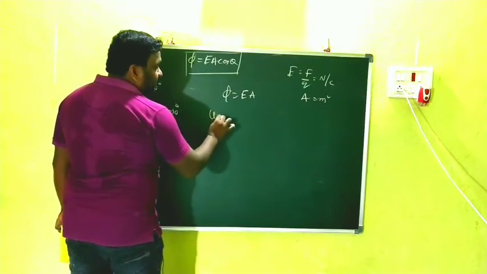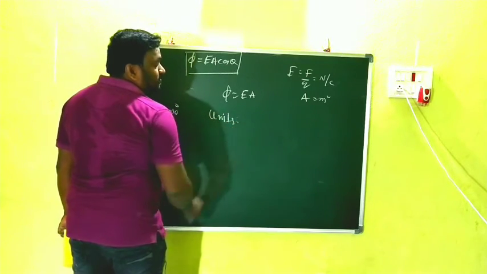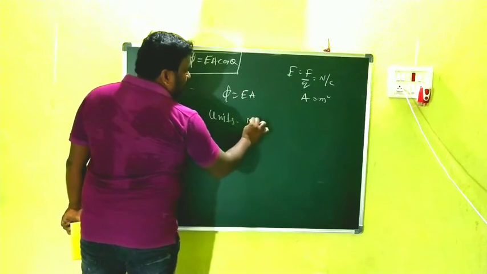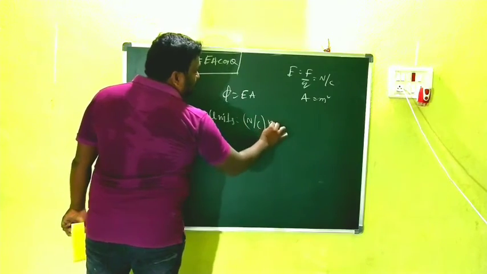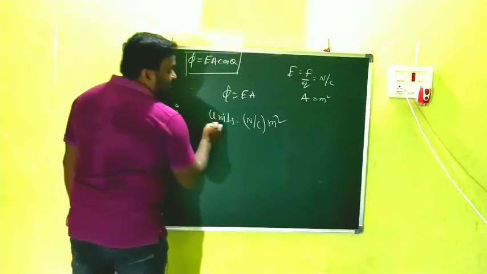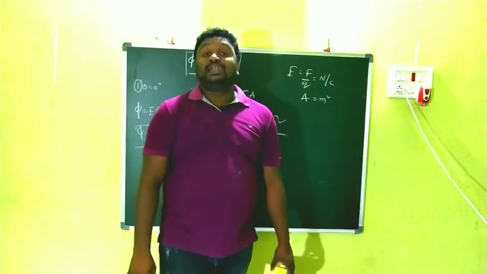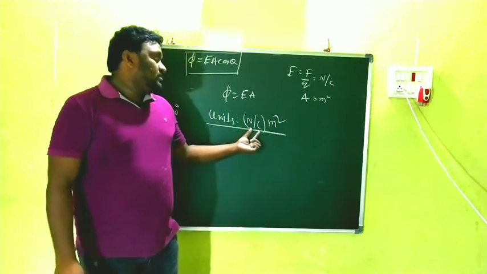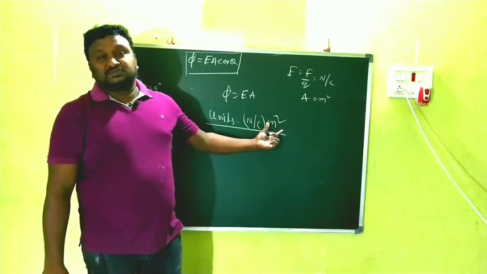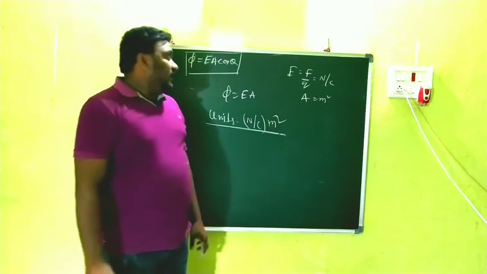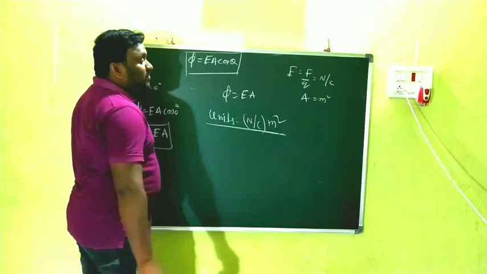That's why the unit of flux you write is Newton per coulomb into meter square. This is the unit of electric flux. What is the unit of electric flux? Newton per coulomb into meter square. Clear? And now, what is the dimensional formula?